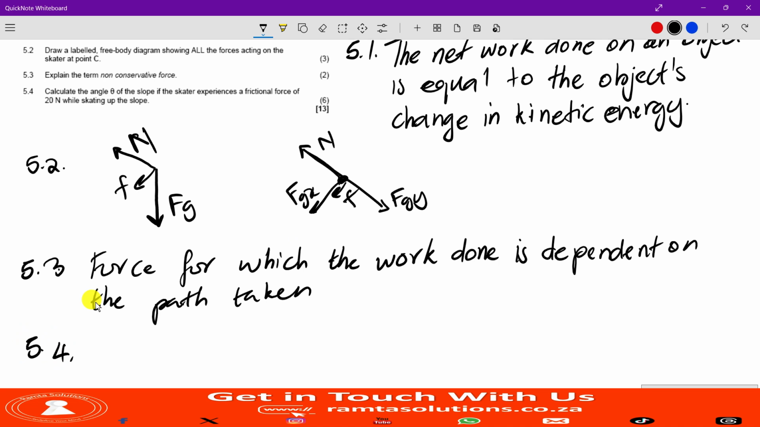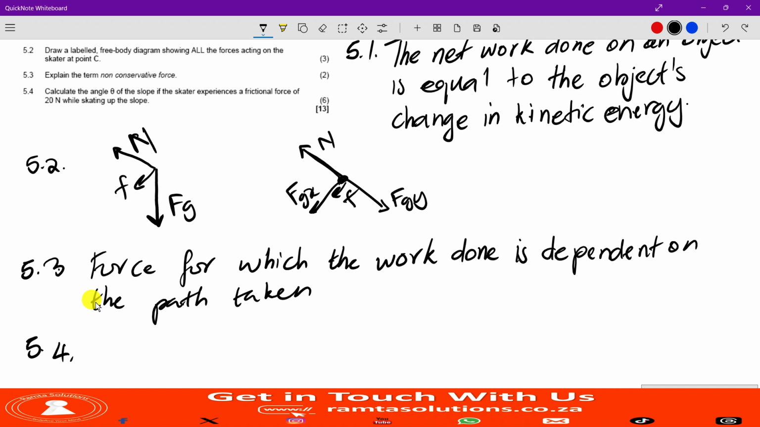5.4 says to you, calculate the angle theta of the slope if the skater experiences a frictional force of 20 newtons while skating up the slope.